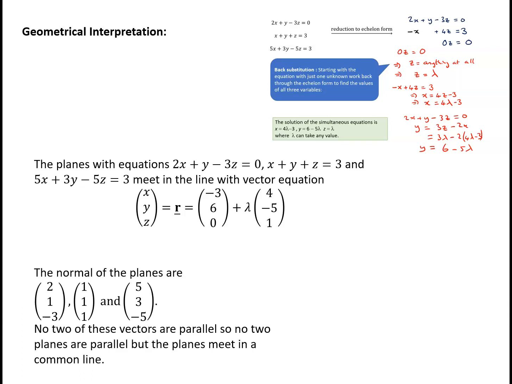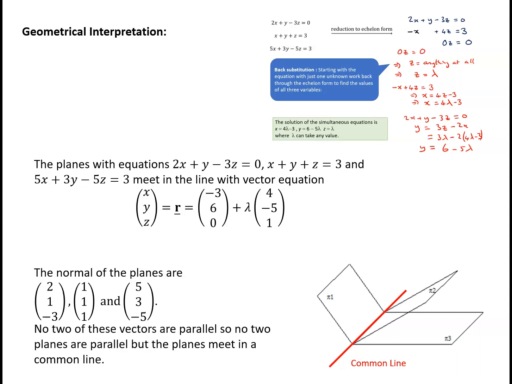If we think about the normals of the three planes, well, the normals are the coefficients in front of the x, y, and z terms in the equations of the three planes. The normals are 2, 1, minus 3, 1, 1, 1, and 5, 3, minus 5. No two of these vectors are parallel, so no two planes are parallel, but the planes meet in a common line. So we're in a situation where we've got a diagram something like this for the intersection of the three planes, with a common line as the points of intersection.